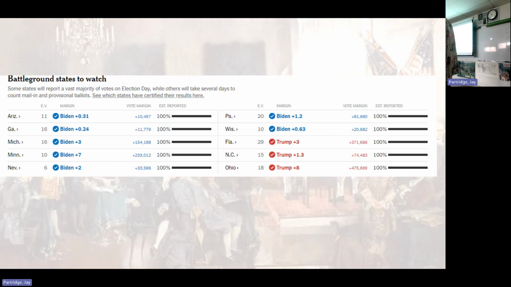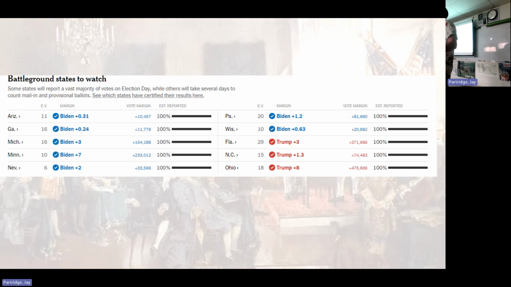So let me show you one more thing. Look at how close these states were. Arizona, 10,000. Georgia, 11,000. Okay, Biden went pretty good in Michigan, pretty good in Minnesota, which is 33,000. Nevada, 20,000. Wisconsin, 20,000. That's how close some of these states were.